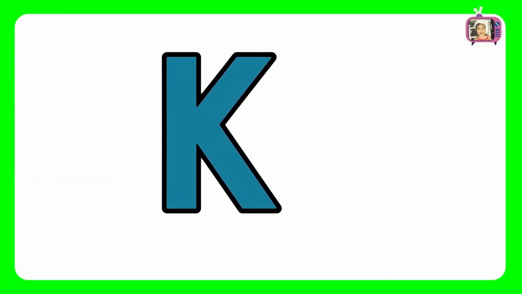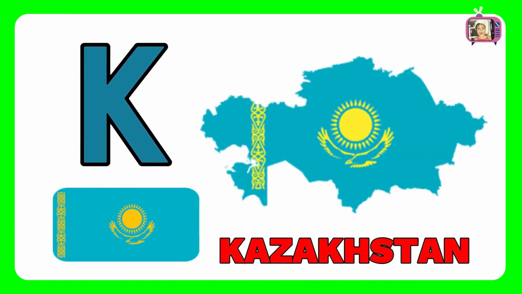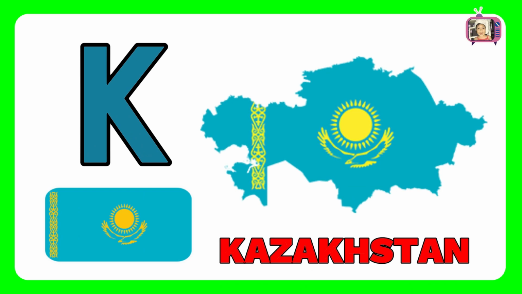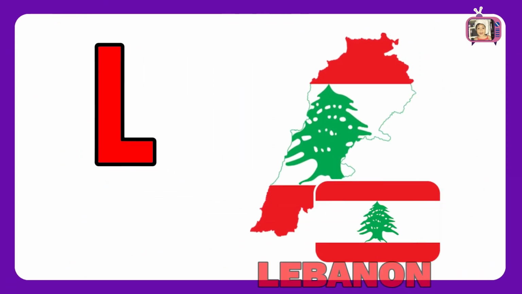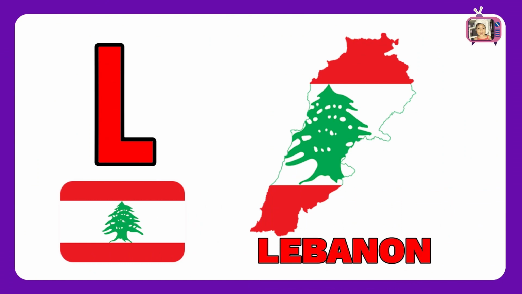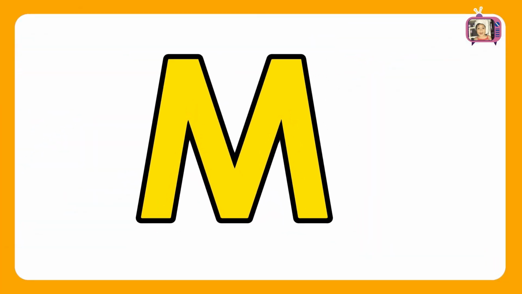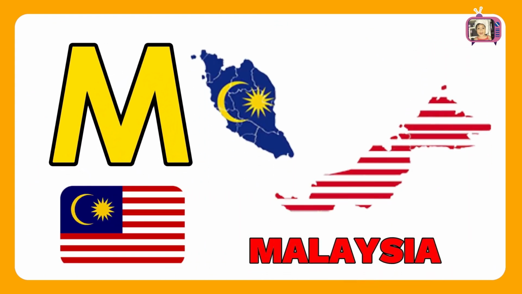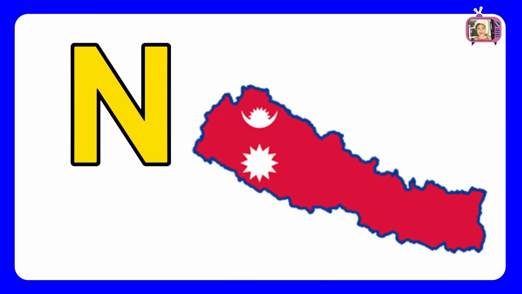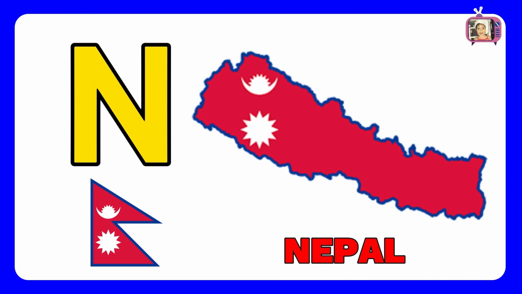K. K is for Kazakhstan. Kazakhstan. L. L is for Lebanon. Lebanon. M. M is for Malaysia. Malaysia. N. N is for Nepal. Nepal.